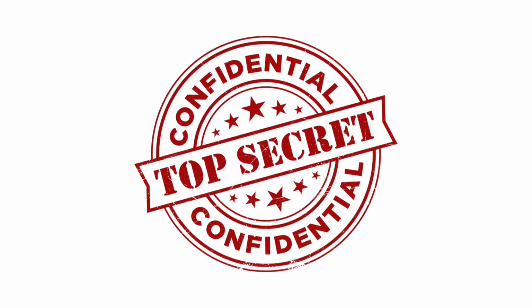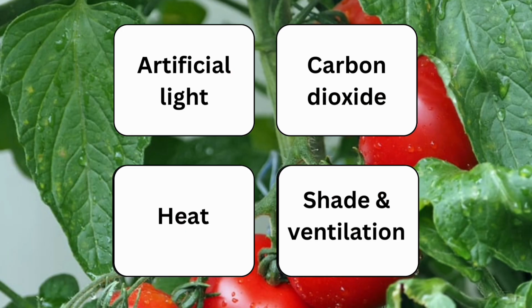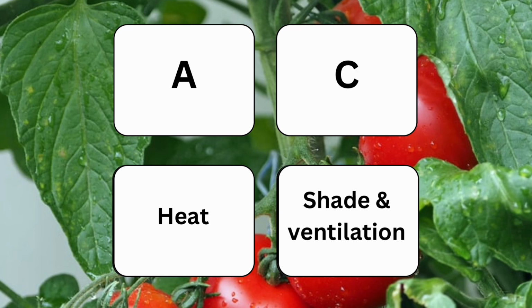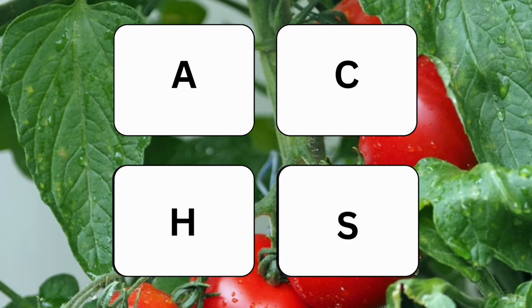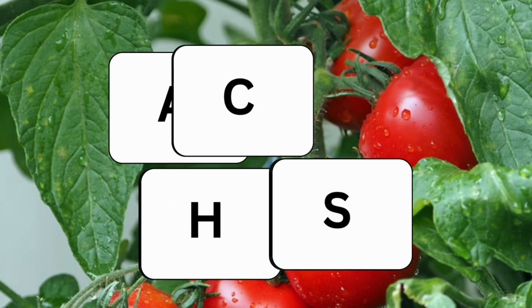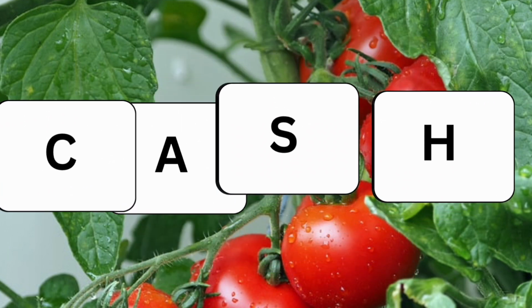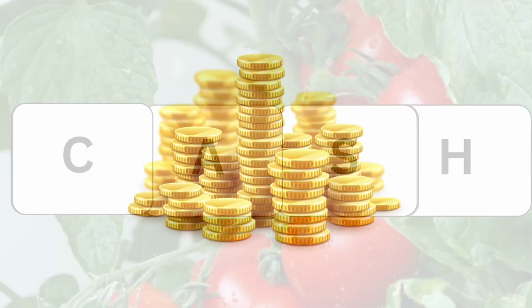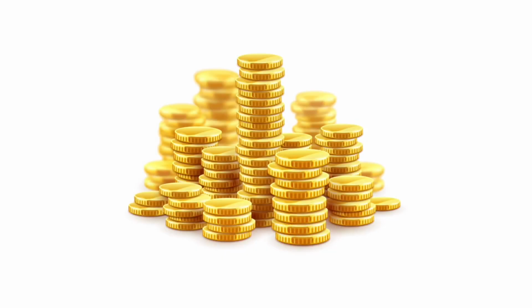At the start of the video, I promised to show you a top secret method for remembering these 4 ways. To do this, let's simplify each method to its first letter. A for artificial light, C for carbon dioxide, H for heating, and S for shade and ventilation. If we rearrange these letters, we can see that we spell an important word for Josie. We spell the word cash. And as you know, Josie is trying to make as much cash as possible.